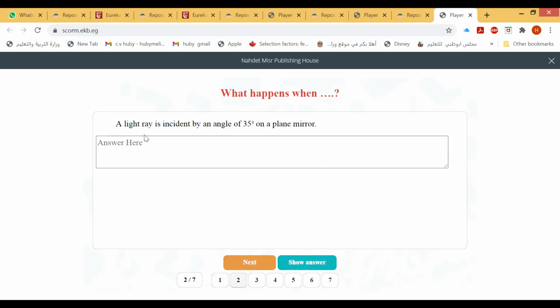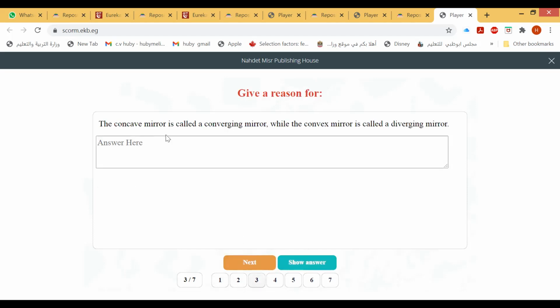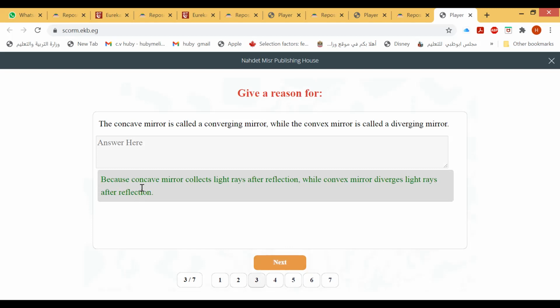What happens? A light ray is incident by the angle 35 on a plane mirror. The answer, طبعاً, it will be reflected by the angle of 35 because angle of incidence equal angle of reflection. Concave mirror is called a converging mirror, while convex mirror is called a diverging. ده بيعمل collect, ده بيعمل diverge. Because concave collect light rays after reflection, but convex diverge.